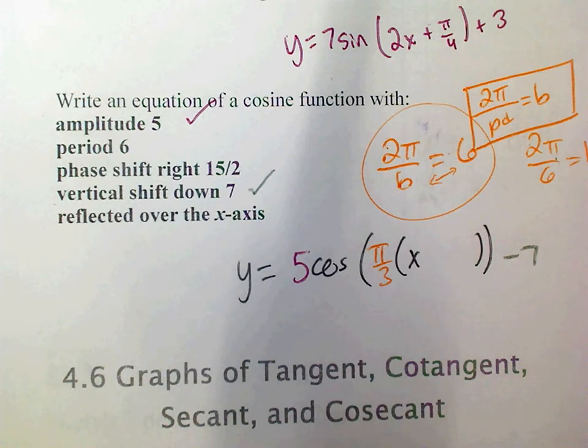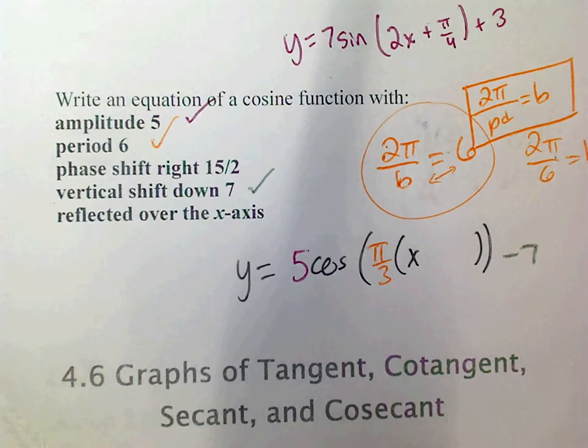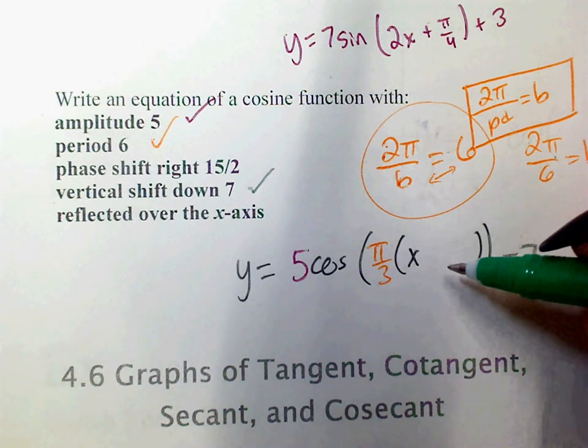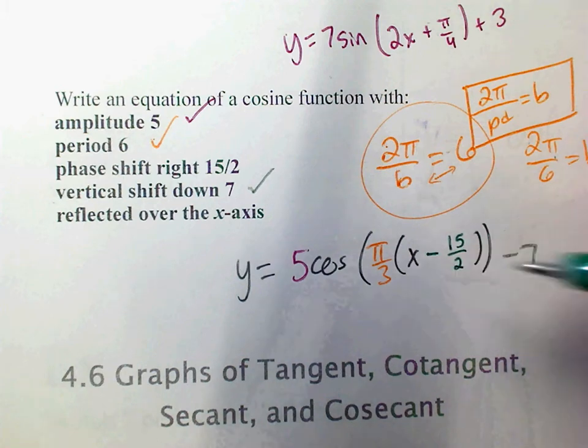Okay? Tony, what do you think? What else do I know? Okay, so you just know that. The fact that I'm going right 15 halves means what could I put in here? Exactly. Minus 15 halves. Now, you're saying it's 5 pi over 2.